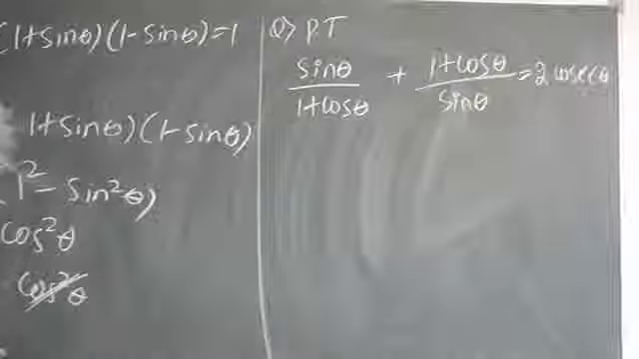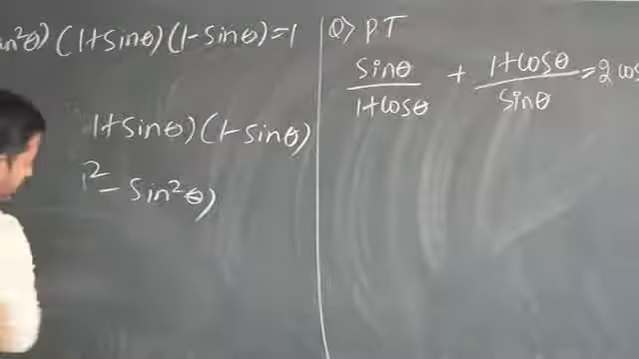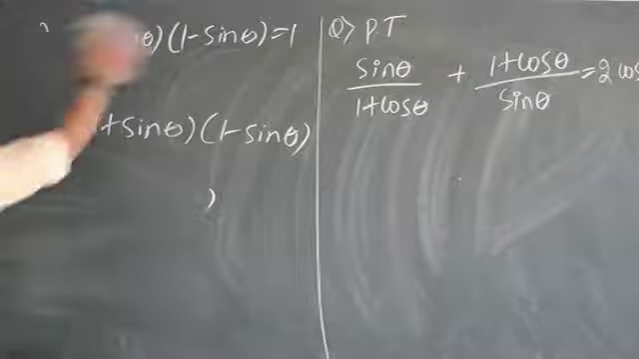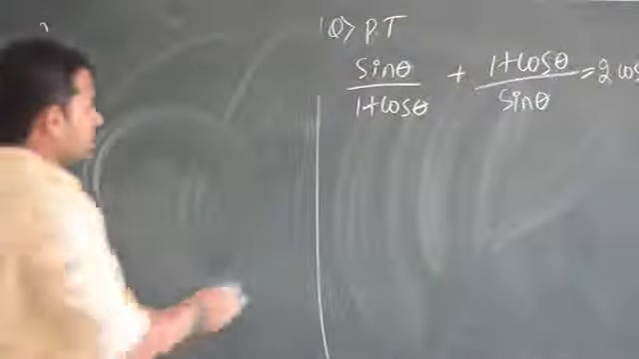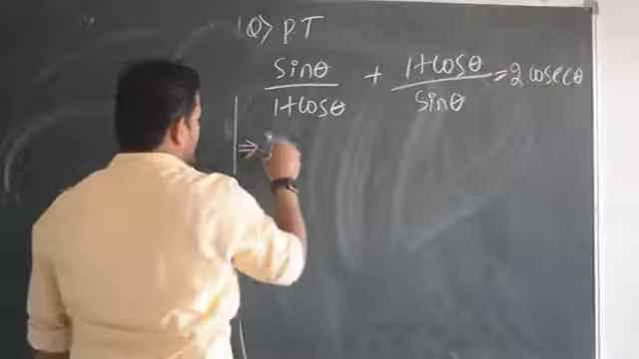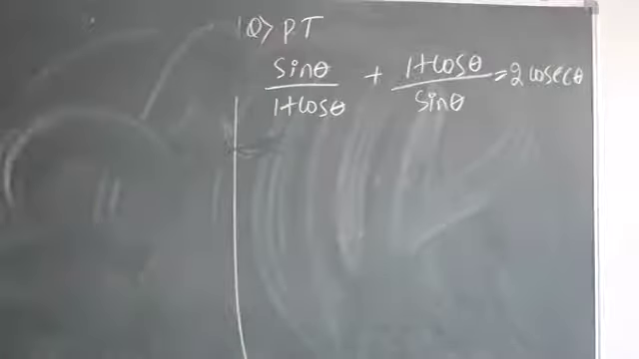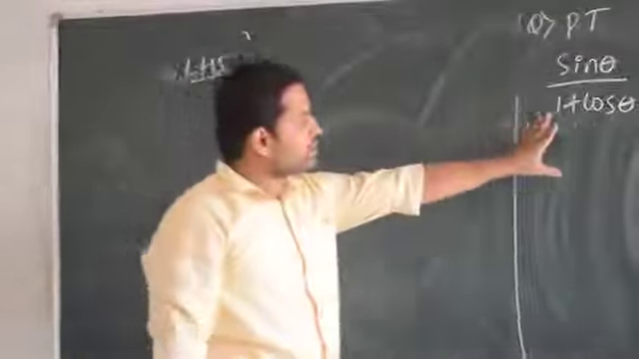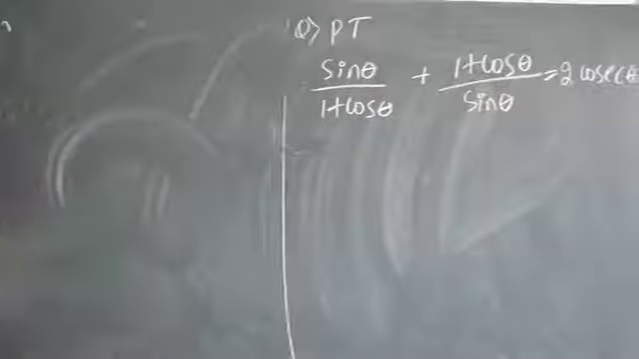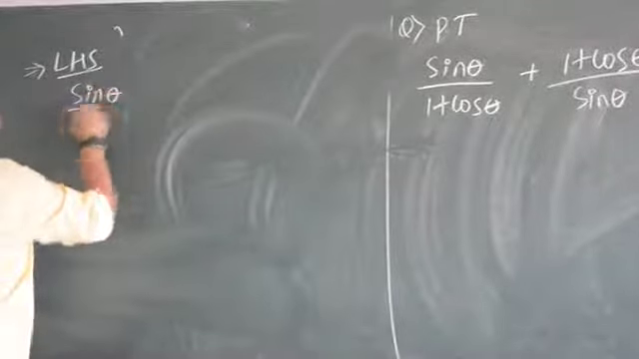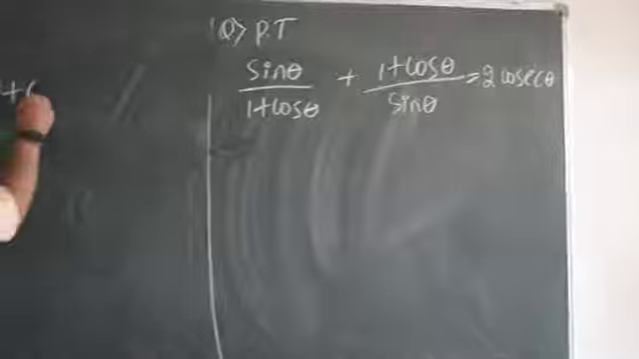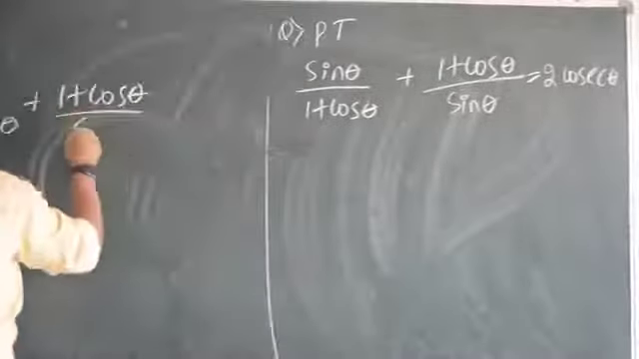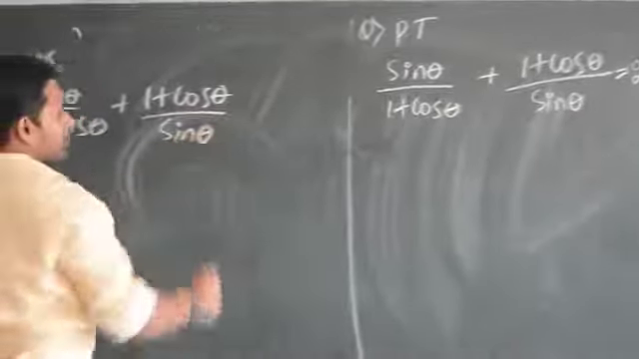Okay, let us solve that question now. Give me some time so that I can rub it out. Let us see how it can be done. See here. LHS, let us take LHS. Okay, let me solve it here only. I need some space. So LHS. What is LHS? This problem we are supposed to write, no? So sin theta divided by 1 plus cos theta plus 1 plus cos theta divided by sin theta. So that has to be brought into RHS.